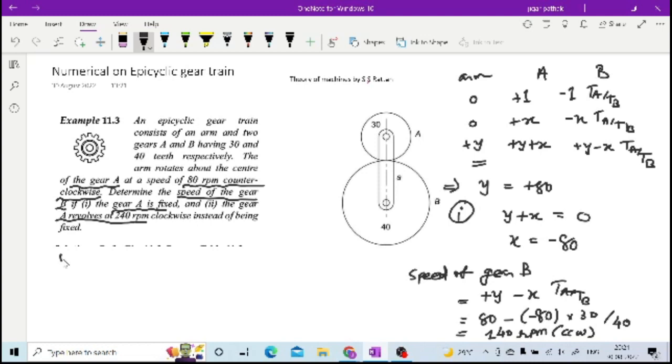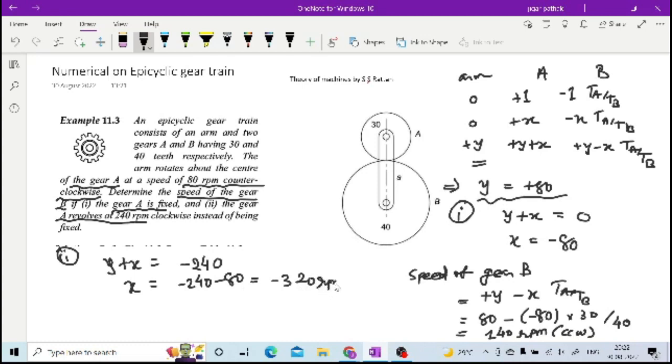Similarly, if you go for the second case which is mentioned here, gear A is revolving at 240, that is y plus x, and that too clockwise, so it is minus 240 because it is clockwise. Now x is minus 240 minus 80, because y we know is not going to change for case 1 and case 2. So that is why this x is minus 320 rpm.